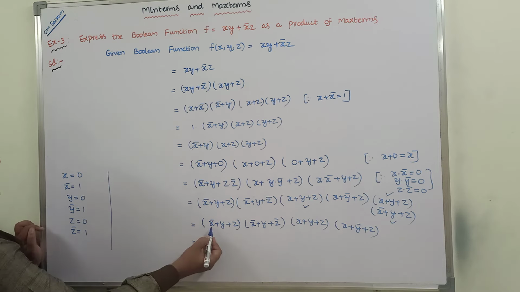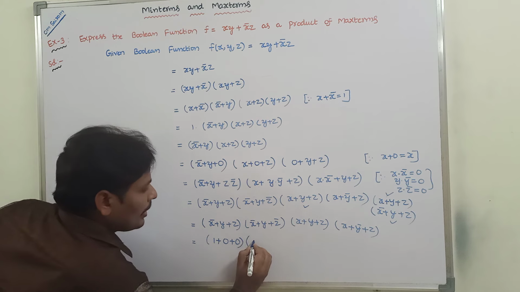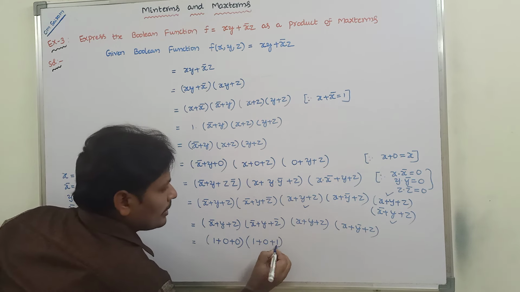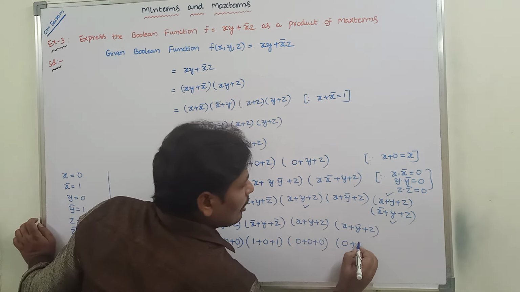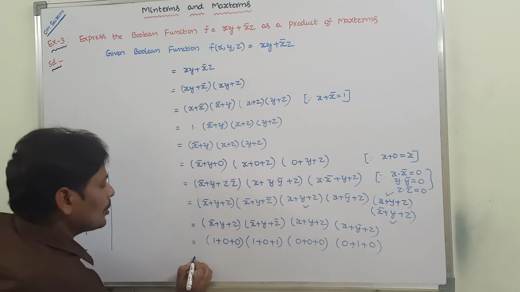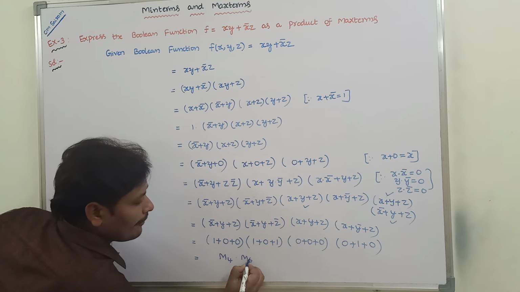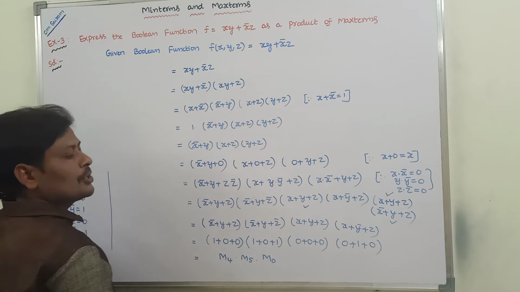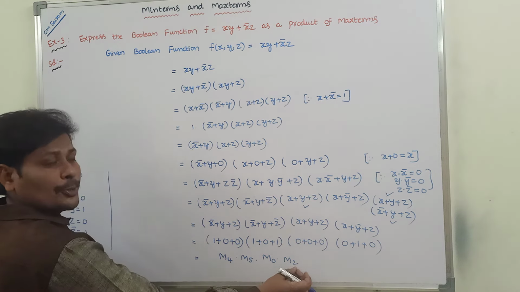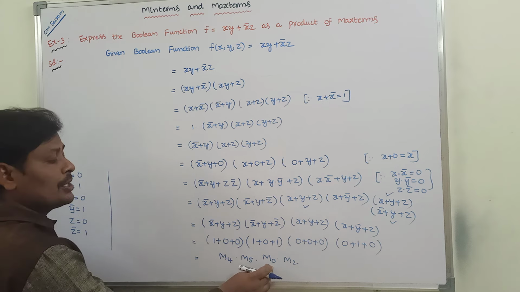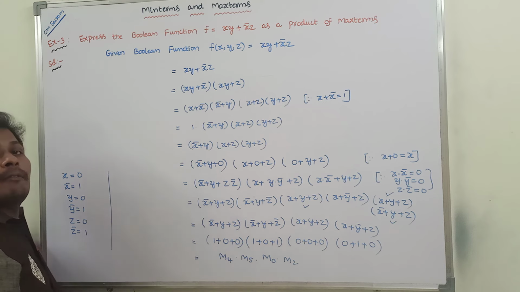So x bar is nothing but 1. So 1 plus 0 plus 0 here, 1 plus 0 plus 1 here, 0 plus 0 plus 0 here, 0 plus 1 plus 0 here. So the equivalent Maxterms are M4, M5, M0 and M2. 0, 1, 0: the equivalent decimal value is 2. 0, 0, 0: the decimal value is 0. 1, 0, 1: the decimal value is 5. 1, 0, 0: the decimal value is 4.